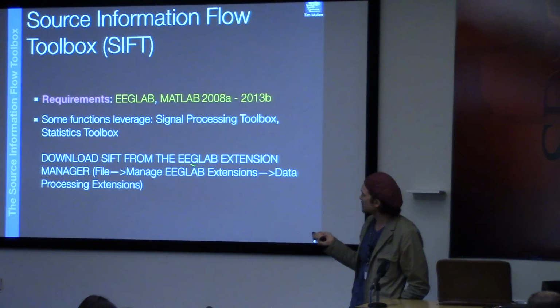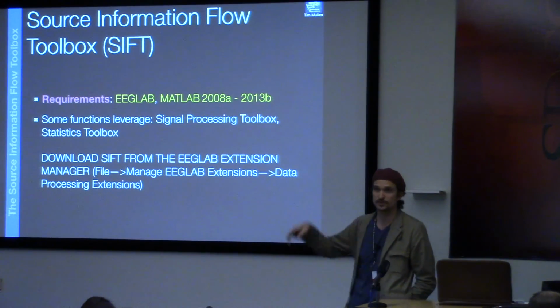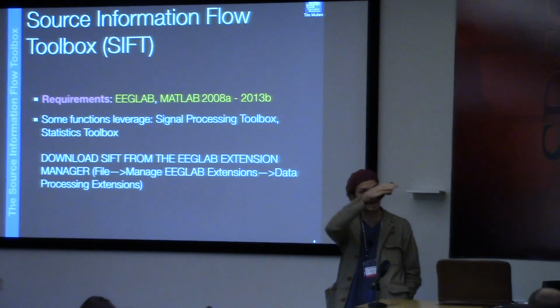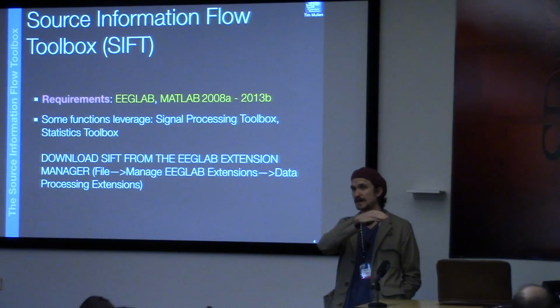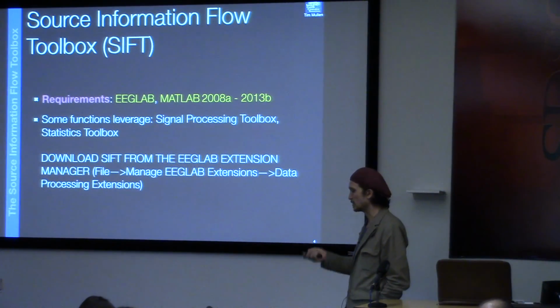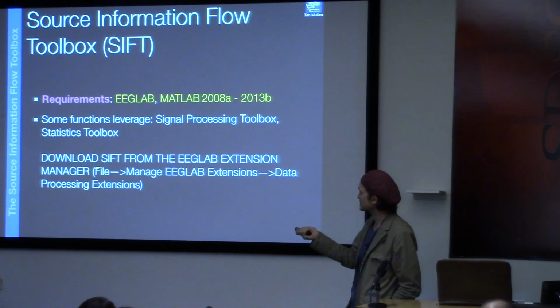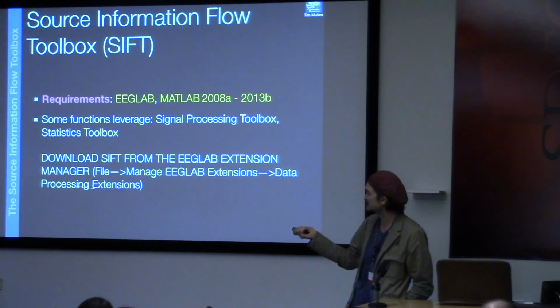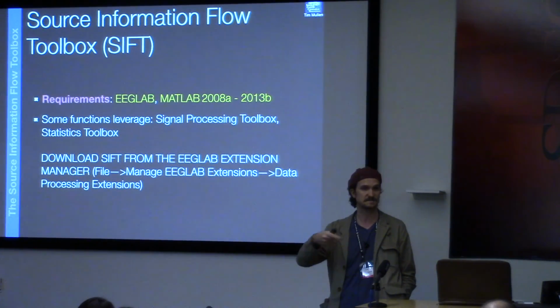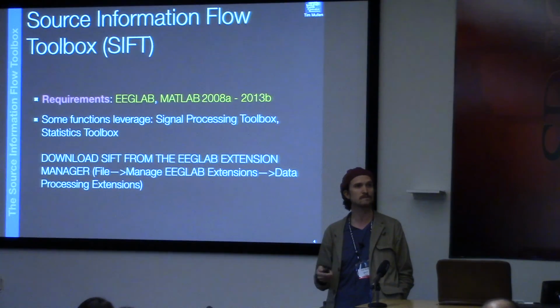In order to get SIFT, the best way is through the EEGLAB Extension Manager. You could do that now and, through my lectures over the next couple hours, just be downloading it. If you've never used the Extension Manager, you can access it through File, Manage EEGLAB Extensions, Data Processing Extensions, and then you just find SIFT and install it.